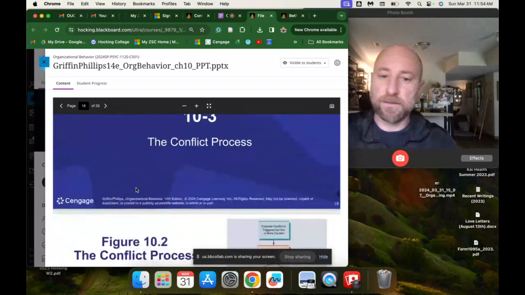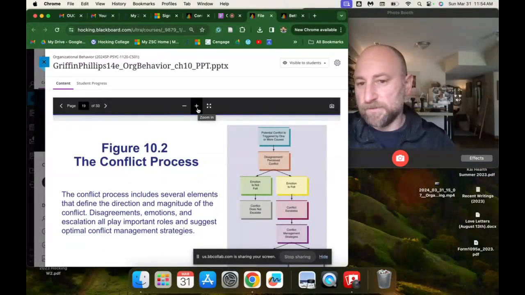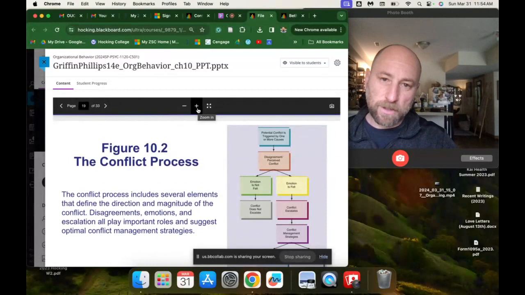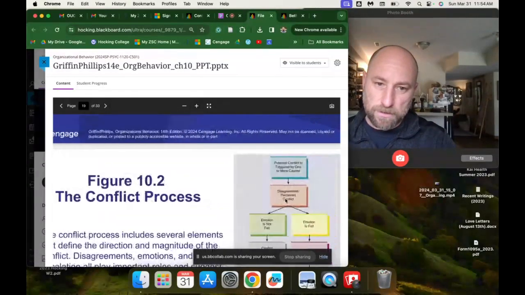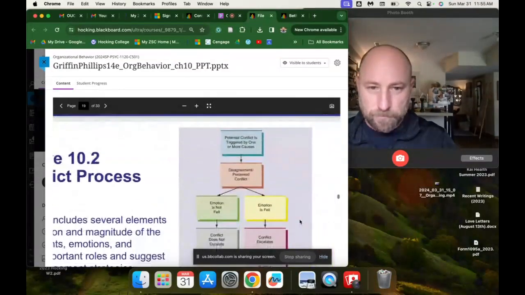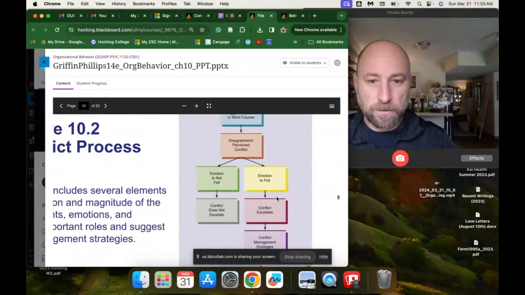Okay, conflict process. Let's see what we have here. Let's zoom in a little bit. Okay, so conflict process includes several elements that define the direction and magnitude of the conflict. Disagreements, emotions, and escalation all play important roles and suggest optimal conflict management strategies. So let's look over here. Potential conflict is triggered by one or more causes, and leads to a disagreement or perceived conflict. Emotion is not felt or emotion is felt. So two possibilities, these are the directions this can go.